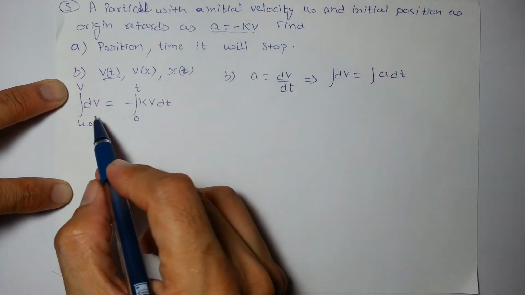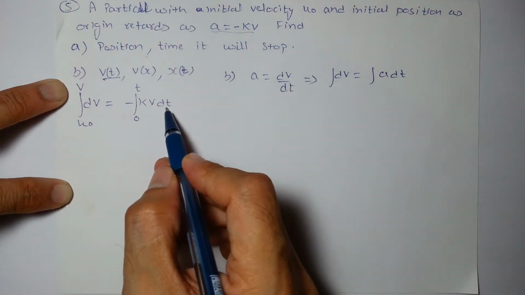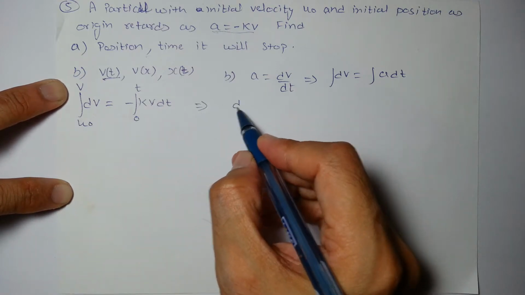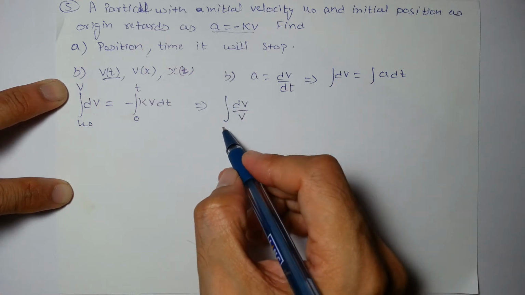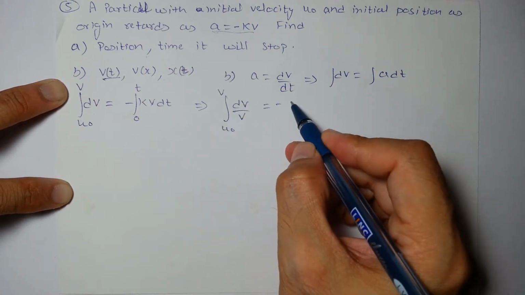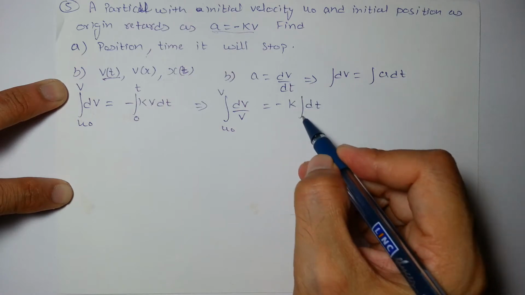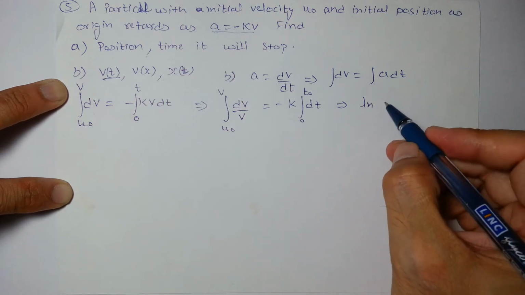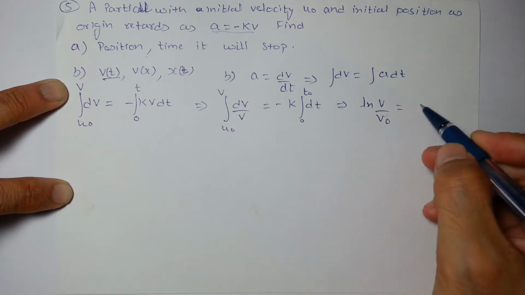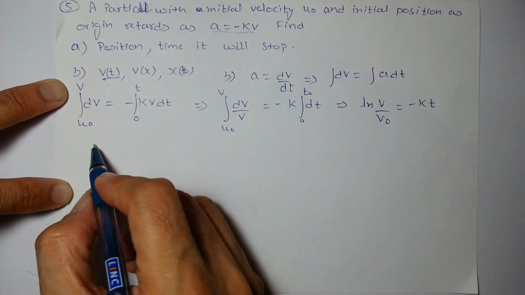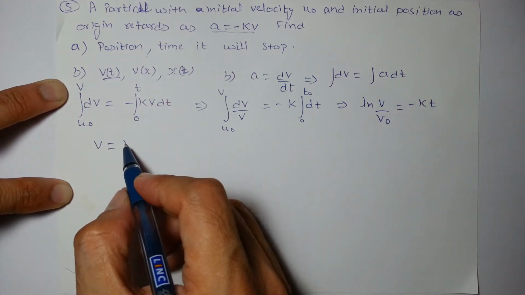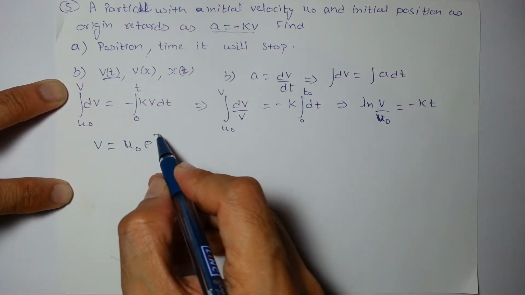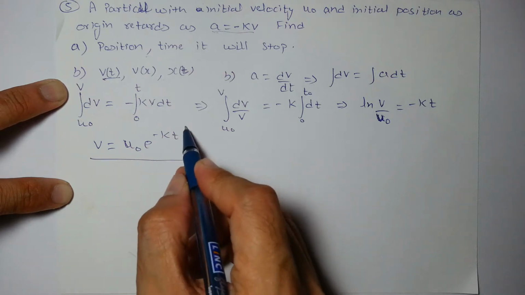Okay, so we will go by this, as we cannot integrate v with time. So we will take it here and we will solve like this. dv by v, u0 to v, is equal to minus k integral of dt from 0 to t. Solving this, we can easily find ln v by u0 is equal to minus kt. So v equal to u0 e to the power minus kt is velocity as a function of time.